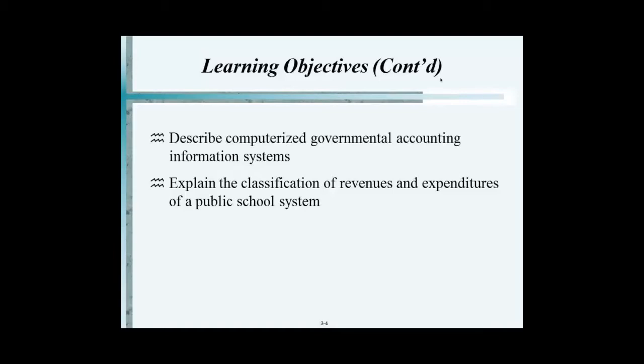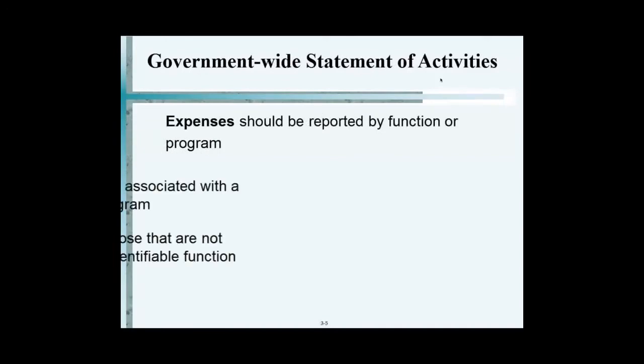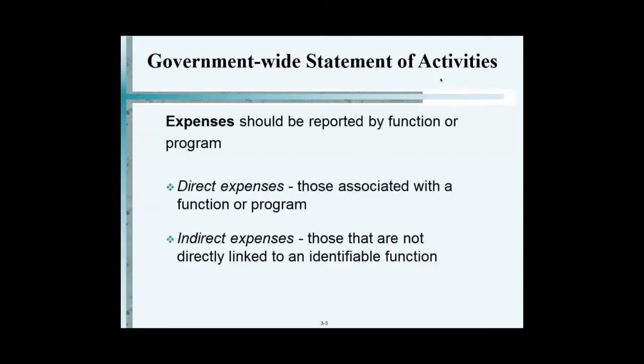And we'll then take a look at, actually we won't spend a lot of time in governmental accounting information systems, and we won't actually cover at all that last topic, which is revenue and expenses of public school system. We will not cover that area, okay? If you are interested, you can read that on your own in the back. If I were teaching this class for our governmental accounting program, I'd be covering that, but not for this class, okay? So let's take a look at the government-wide statement of activities, okay?